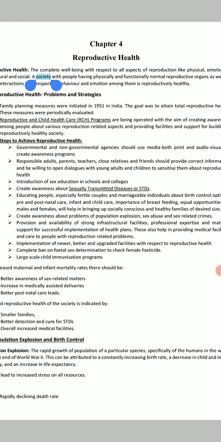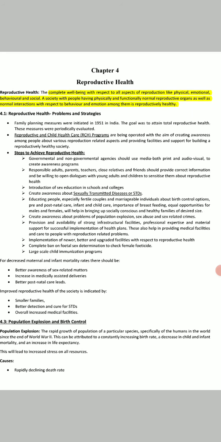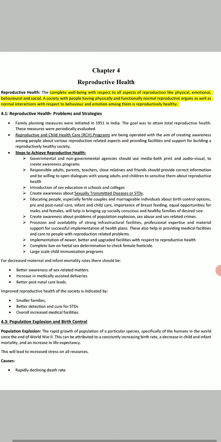Complete well-being with respect to all aspects of reproduction, like the physical, the emotional, the behavioral, the social. So a society with people having physically and functionally normal reproductive organs, as well as normal interactions with respect to behavior and emotion among them, is a reproductively healthy society.